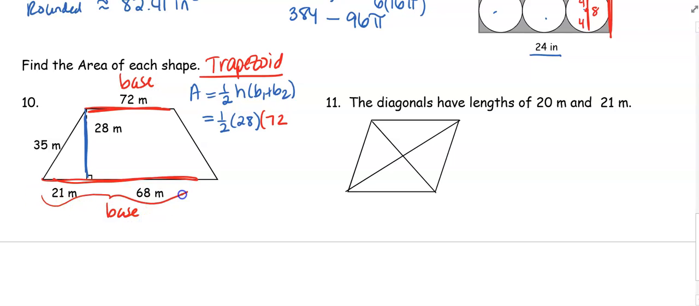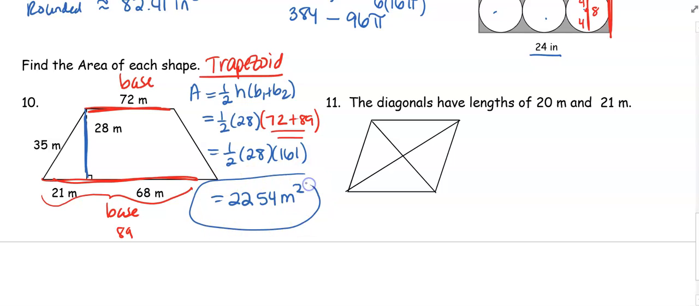Oh, we got to put some pieces together. 21 plus 68, this base is going to have a length of 89. Don't forget order of operations. This is in parentheses, so we want to simplify that first. So 1/2 times 28 times 161. We get 2,254 meters squared for the area of our trapezoid.